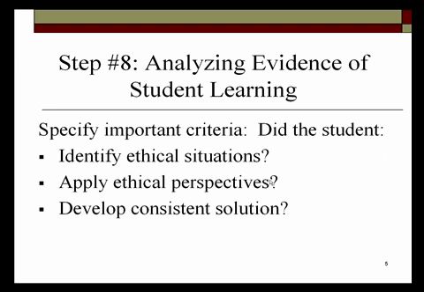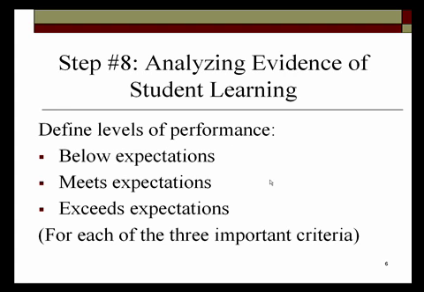Okay, let's say that the faculty established 3 important criteria for judging student learning on ethics. One is, did the student identify the ethical situation? The next is, did the student apply an appropriate ethical perspective? And the third would be, did the student use a solution consistent with the perspective? Next, we define levels of performance, such as below expectations, meets expectations, or exceeds expectations. And we specify examples of what we mean by each level of performance for each of the criteria.